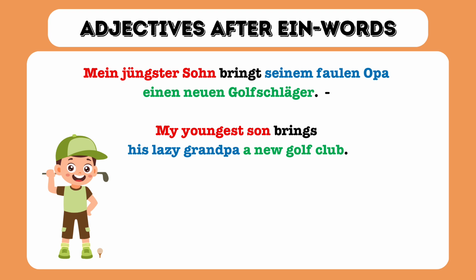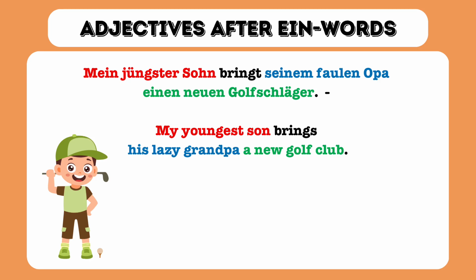Here are a few examples in action. Mein jüngster Sohn bringt seinem faulen Opa einen neuen Golfschläger. My youngest son brings his lazy grandpa a new golf club. Mein jüngster Sohn is the subject of the sentence. There is no ending on the ein word here, which means that we have to have an ending on the adjective. This ending shows us the gender of the noun, which is an er because it's a masculine noun.